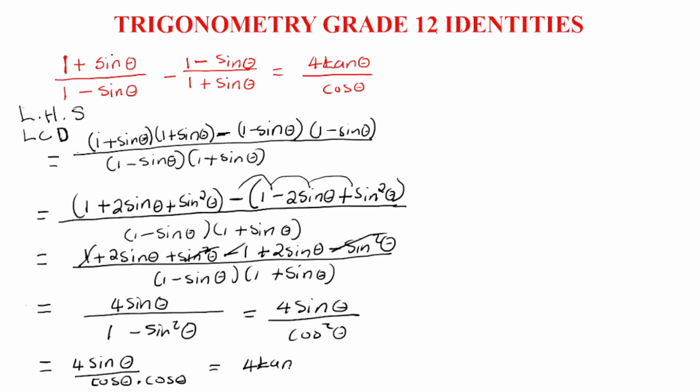It will give us tan theta, and then we're going to be left with 1 cos theta at the bottom, which is equal to the right hand side. And that's how you would deal with this example, guys.